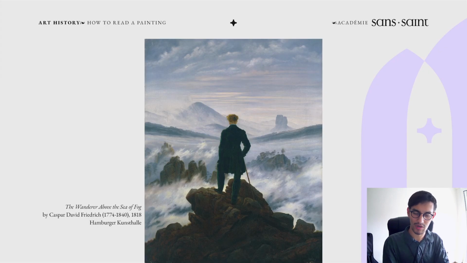And a later German artist, Max Ernst, who lived from 1891 to 1976, he would cite Caspar David Friedrich as a direct influence upon his work. So Max Ernst directly influenced by Caspar David Friedrich.